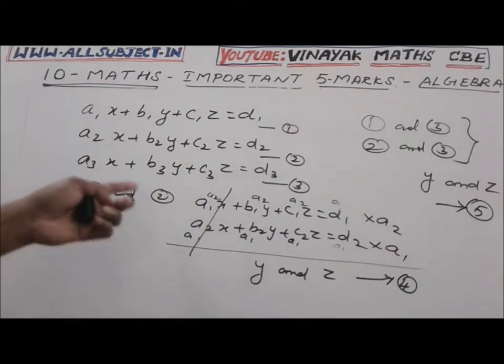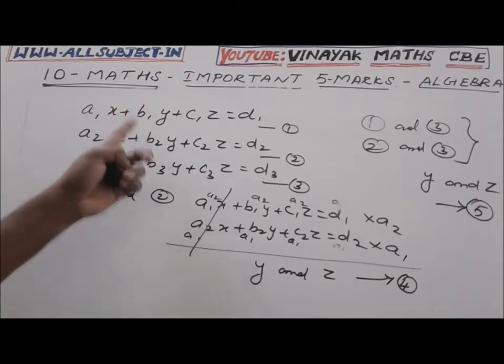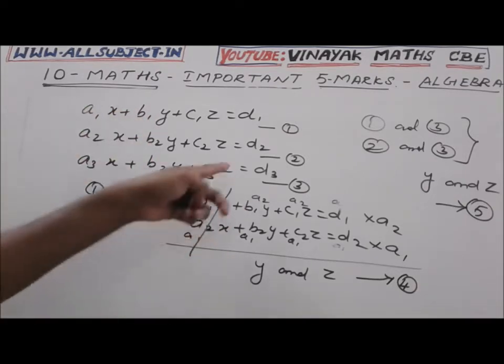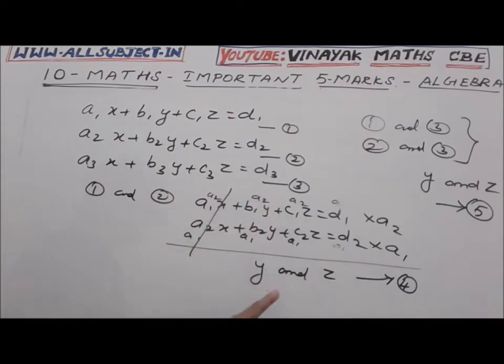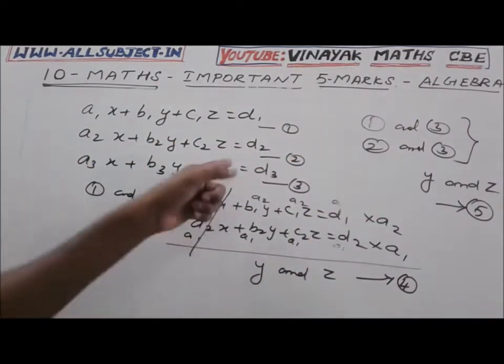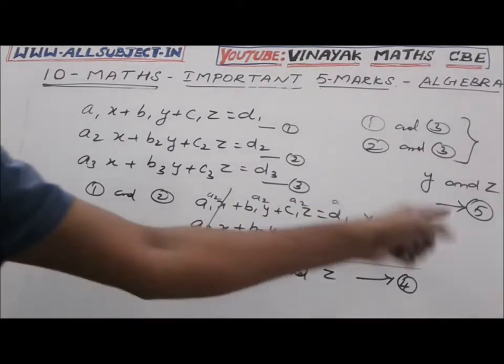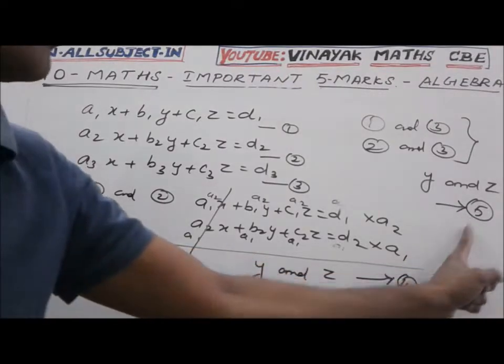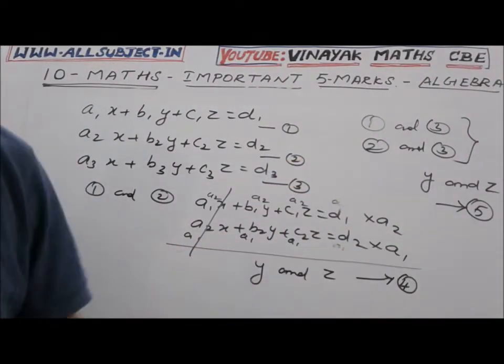There are three equations given. First take any two suitable equations and eliminate x. I have taken 1 and 2, eliminated x, and got the resulting equation in y and z. Similarly, take 1 and 3 or 2 and 3, anyone you can take. From that also eliminate x. Then we will get another equation in terms of y and z. Let it be equation number 5.